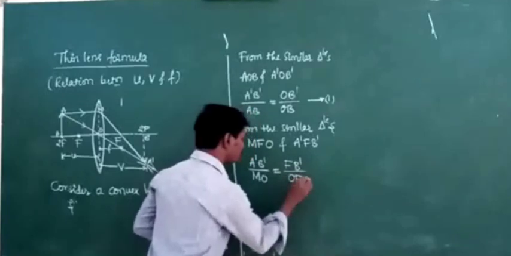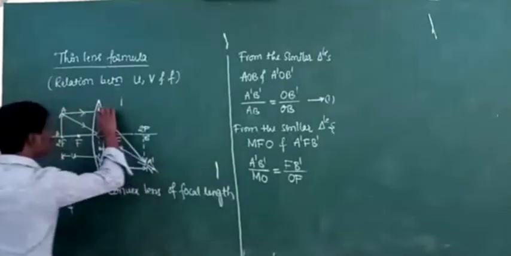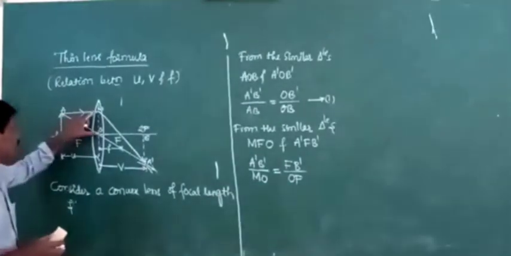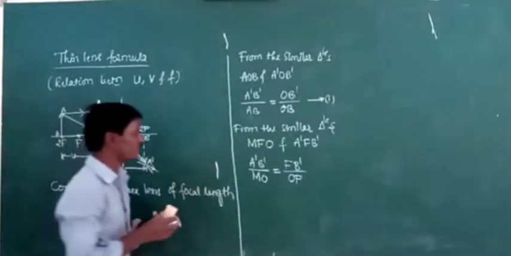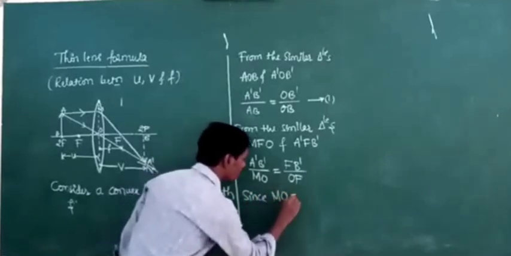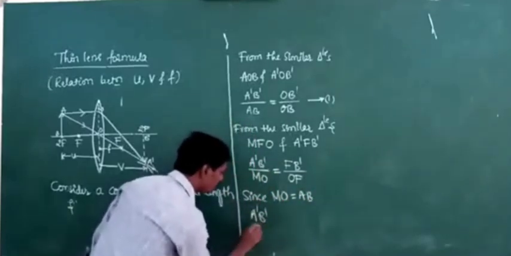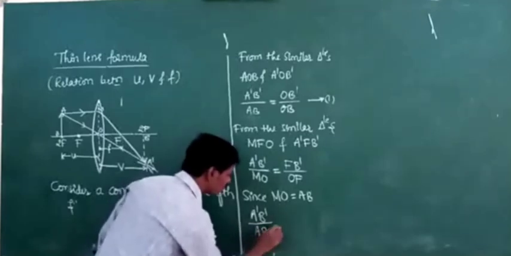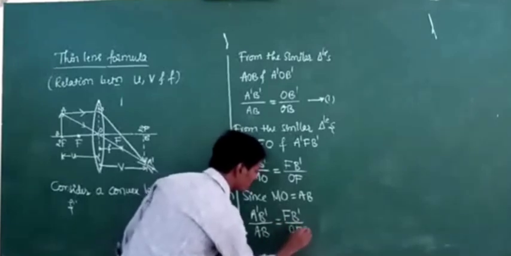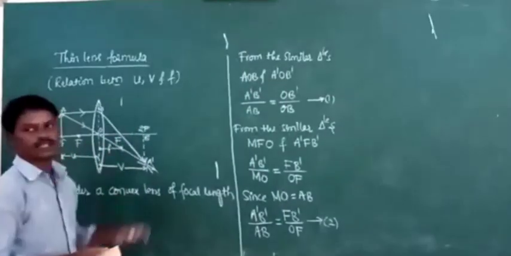So MO is equal to AB, because in a rectangle opposite sides are equal. Since MO is equal to AB, the equation can be written as A'B' divided by AB equal to FB' divided by OF. I will call this equation number 2. So what is OF here? OF is nothing but the focal length.